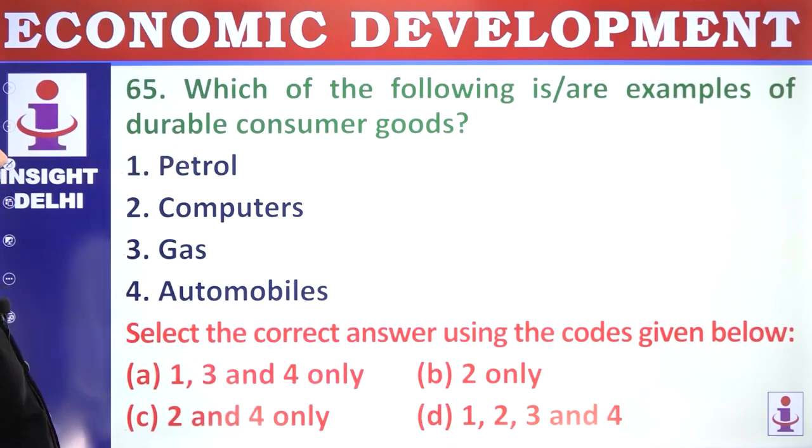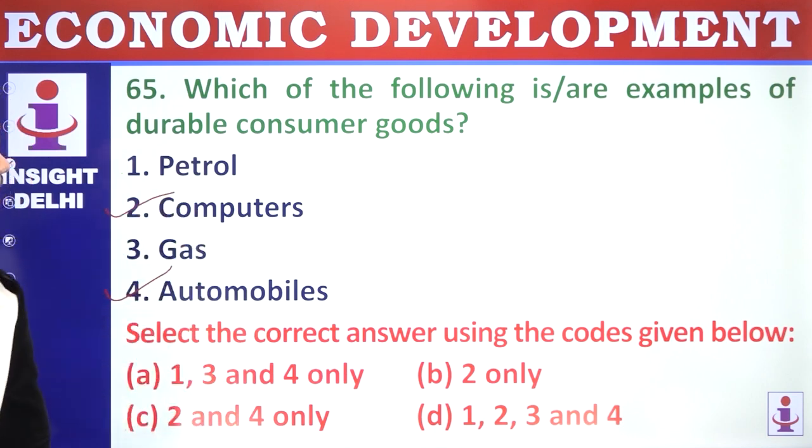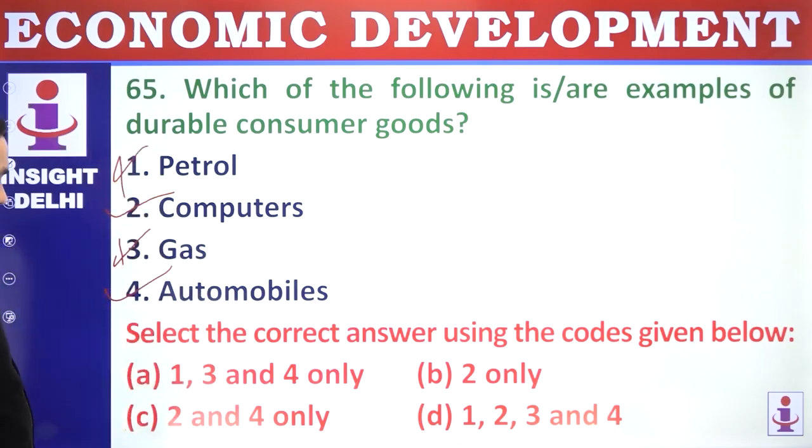Which of the following are examples of durable consumer goods which you cannot consume and digest? Automobile, computers, gas is consumed, burnt, petrol is burnt. So 2, 3 are, 2 and 4 are durable.